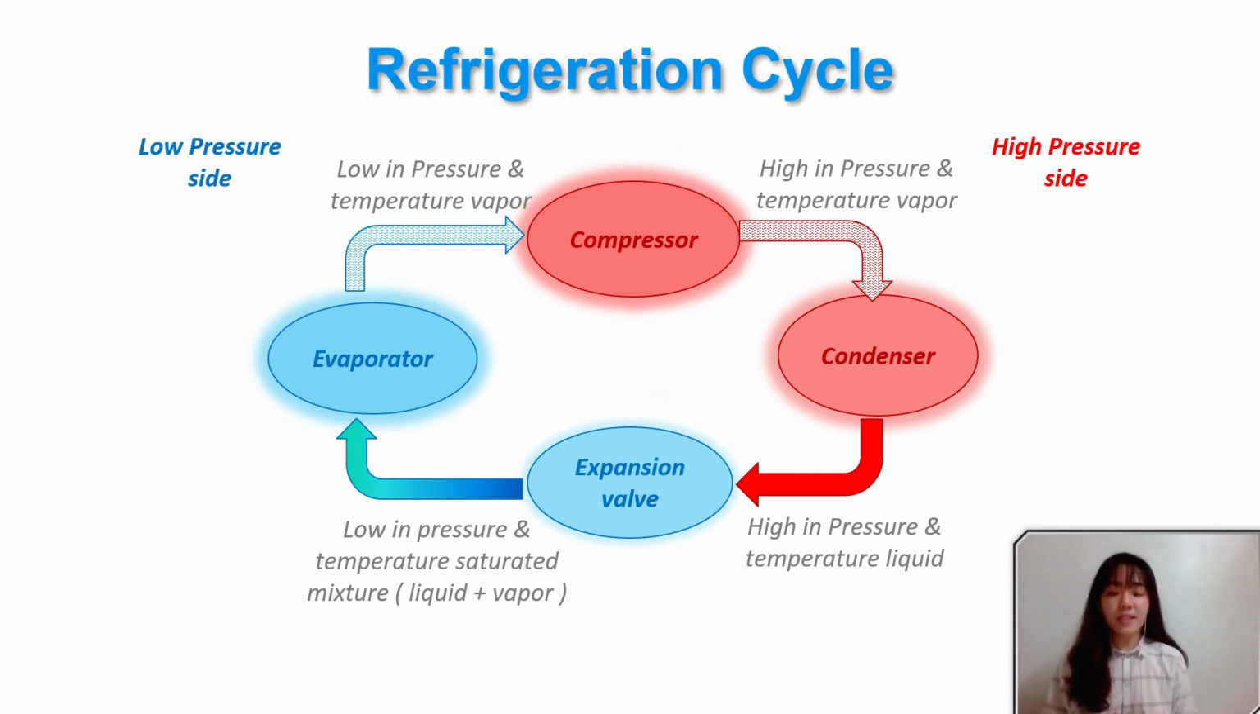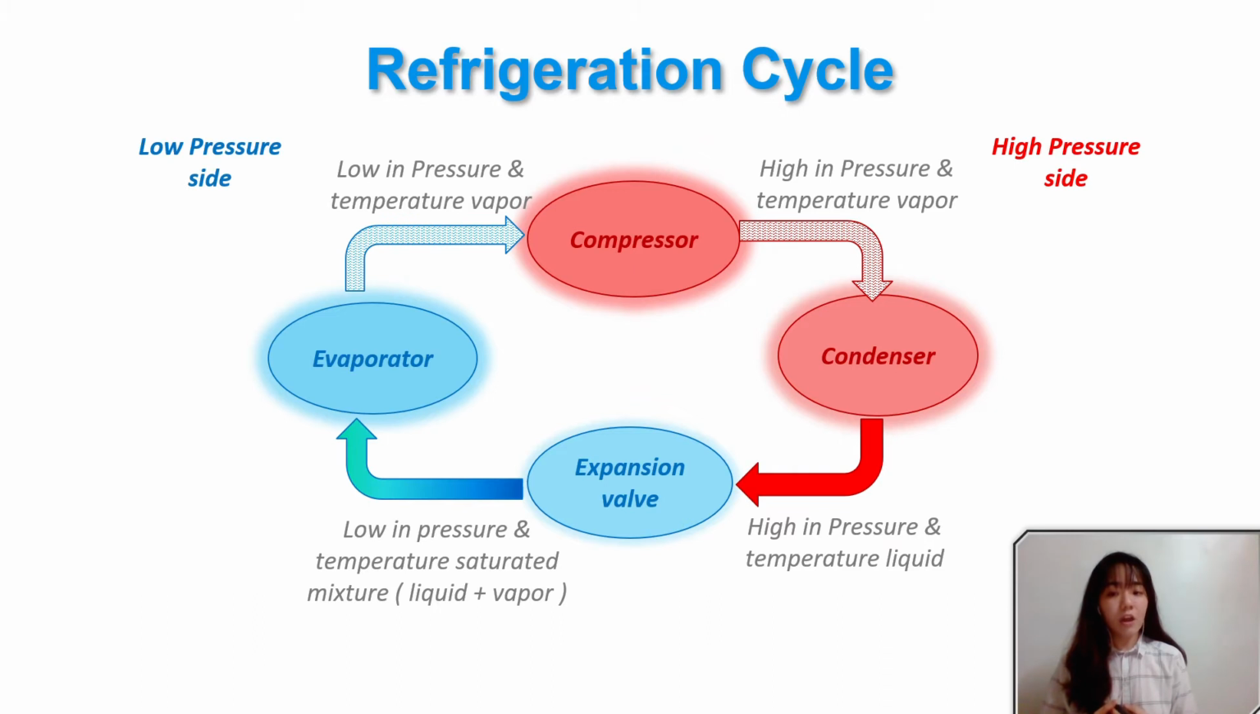According to Gay-Lussac's law, the pressure of a given amount of gas at constant volume is directly proportional to the temperature. So when the refrigerant is compressed by squeezing the vapor tightly together into high pressure, it will simultaneously increase the temperature. After that, it will leave the compressor and enter the cold condenser.